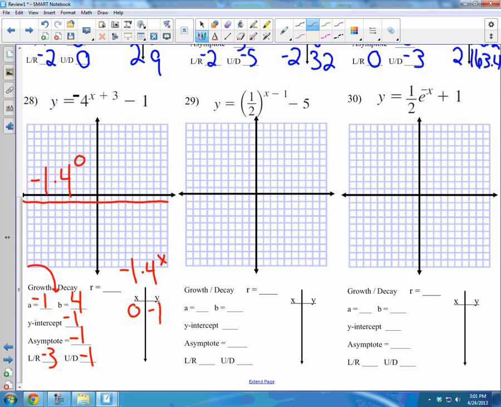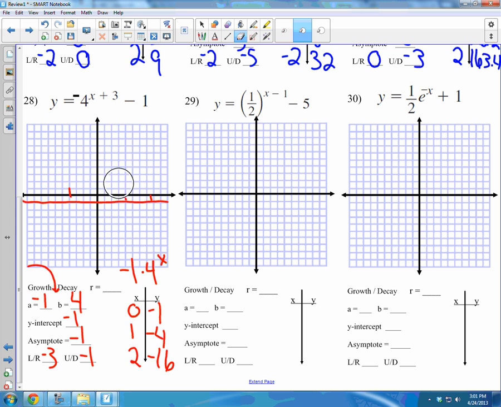All right, finishing my t-chart. Since it's growth, I'm going to put 1 and 2 in. So 4 to the first is 4. 4 times -1 is -4. And then I'm going to do this again, but with 2. 4 squared is 16. 16 times -1 is -16. So I'm going to put those points on there now.